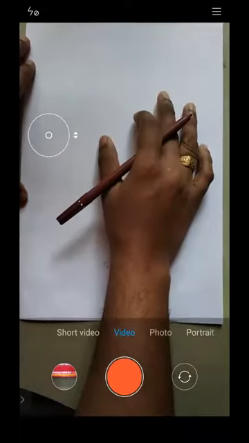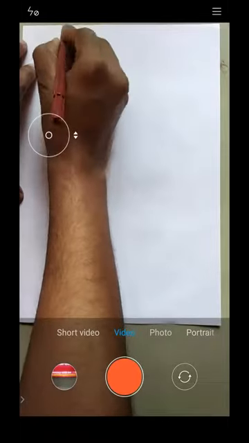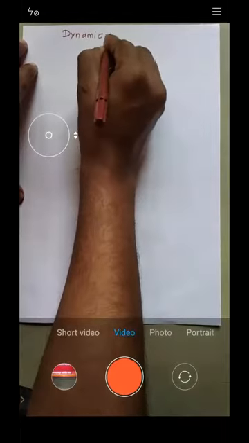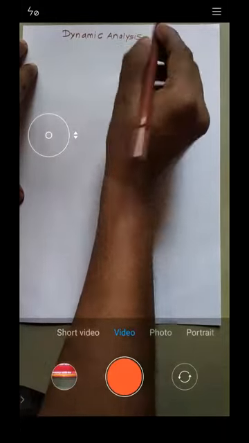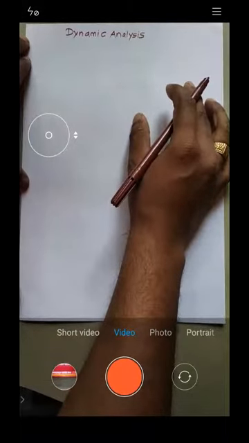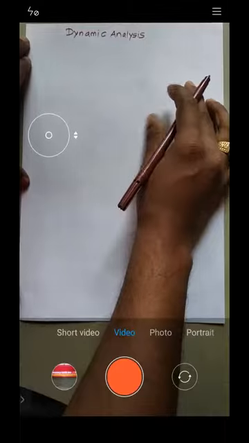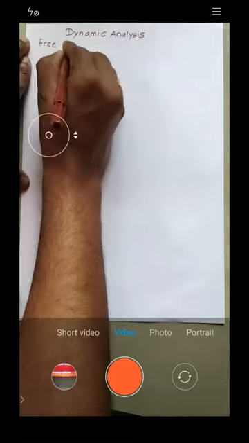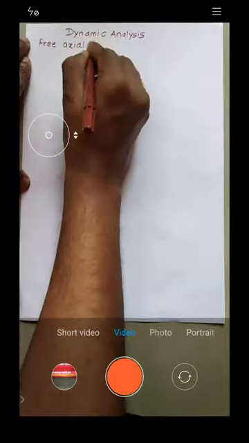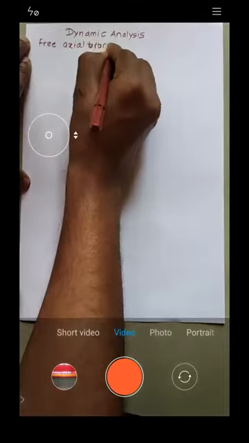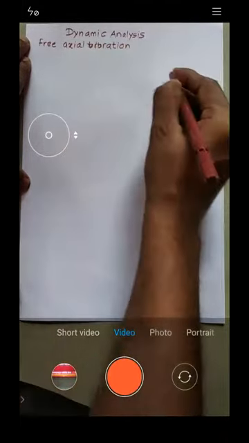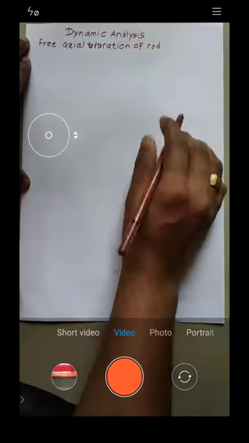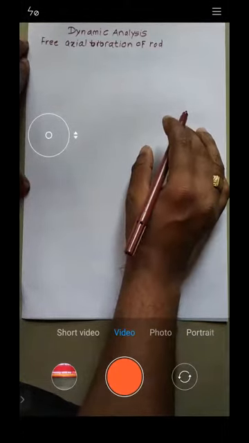In today's session, we are going to start with the dynamic analysis. In this dynamic analysis, we are going to first deal with the free axial vibration of a rod.